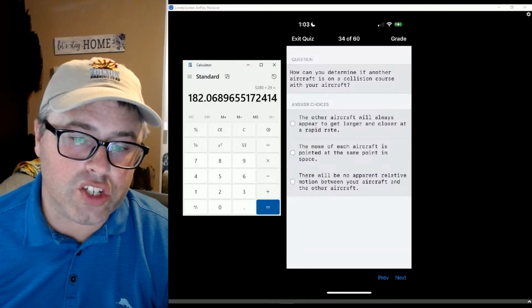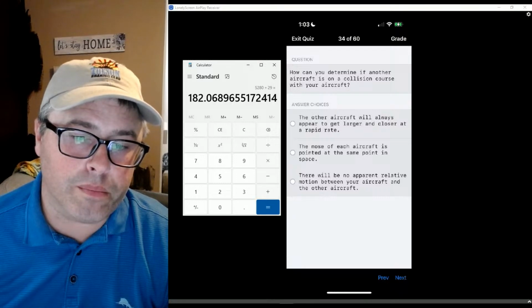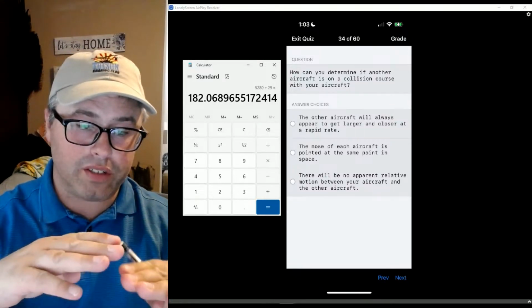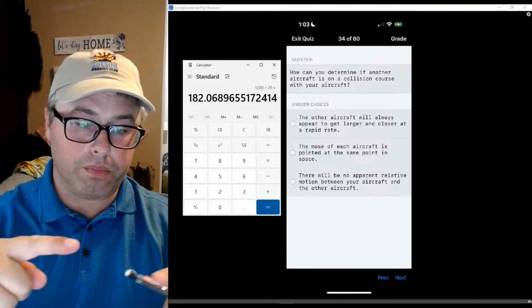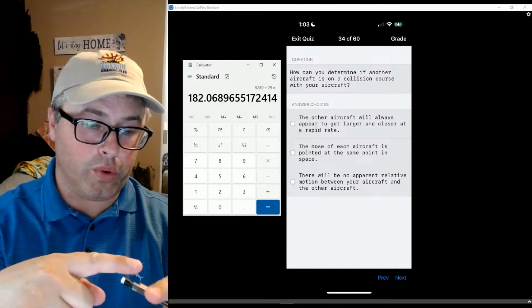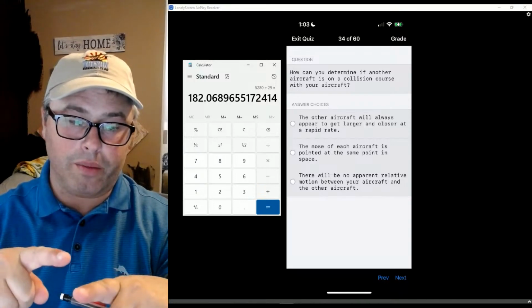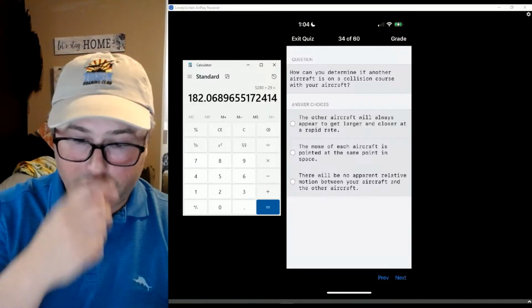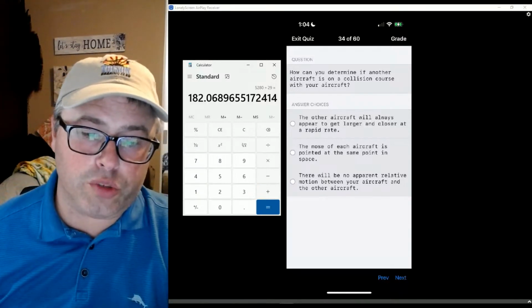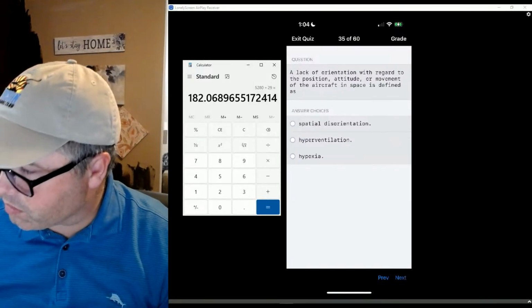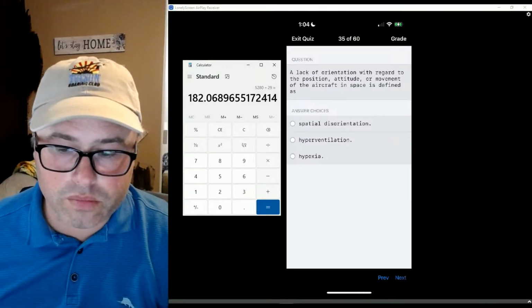But the nose of each aircraft is pointed at the same point in the sky. Not necessarily true. If you're converging with another aircraft, your noses don't have to be pointed at the same place. They can absolutely be pointed in different directions. Okay, there will be no apparent relative motion between your aircraft and the other aircraft. That's the correct answer there.